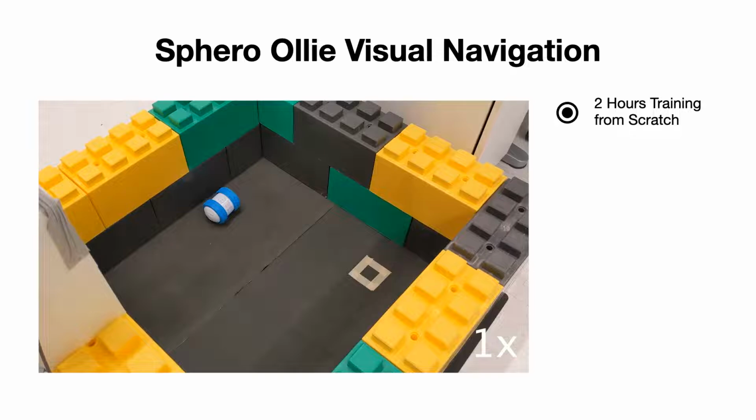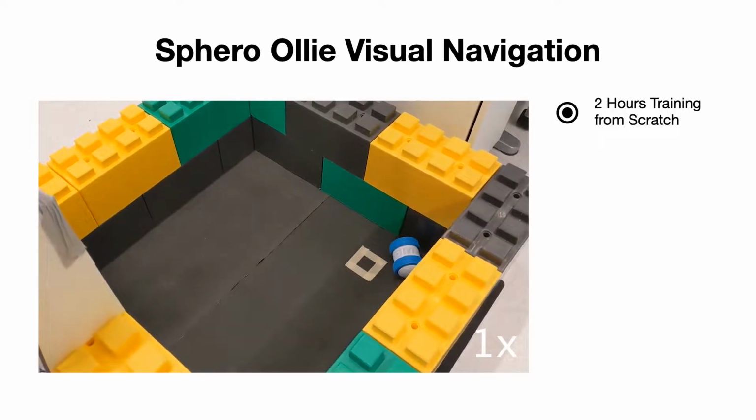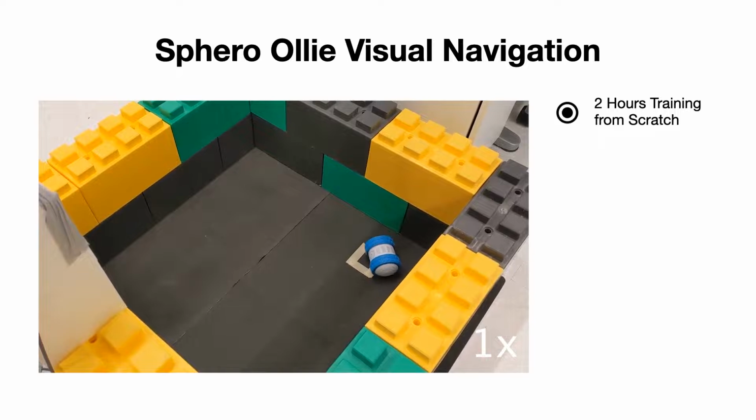We also apply DayDreamer to a vision-based navigation task. The goal is to drive the wheeled robot from an arbitrary start position to the square goal. The policy input consists of raw RGB images, and the actions consist of individual wheel torques.